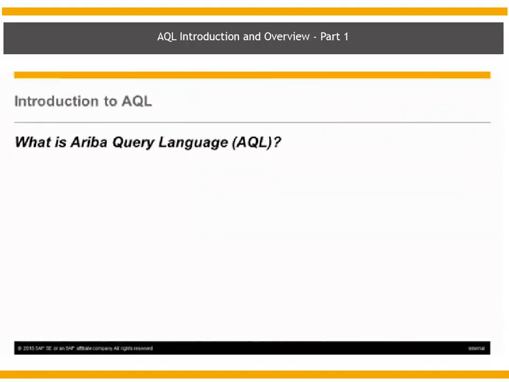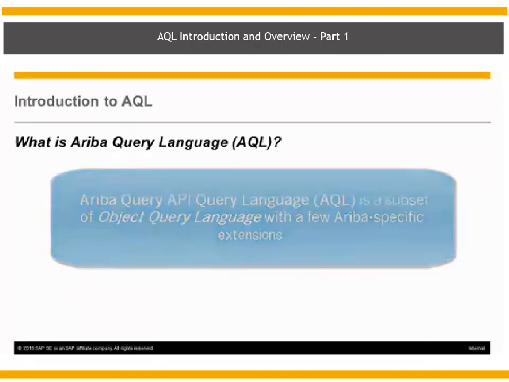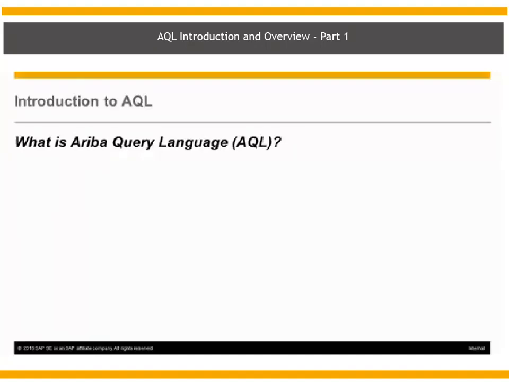What is Ariba Query Language, or AQL? The Ariba Query API Query Language, or AQL for short, is a subset of a standard query language known as Object Query Language, with a few Ariba-specific extensions, such as syntax to specify Ariba partitions. Using AQL, we can construct basic and advanced queries to retrieve data from the Ariba database.